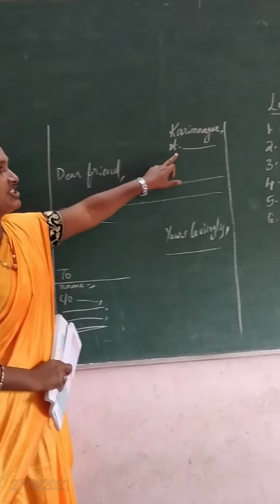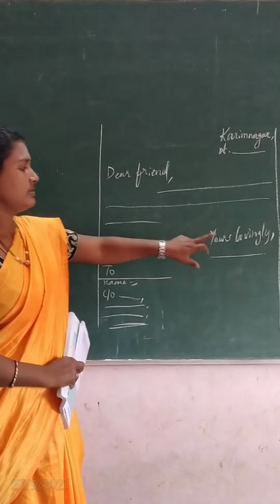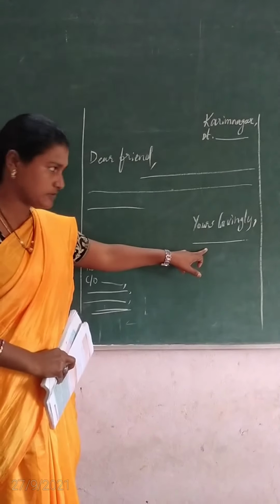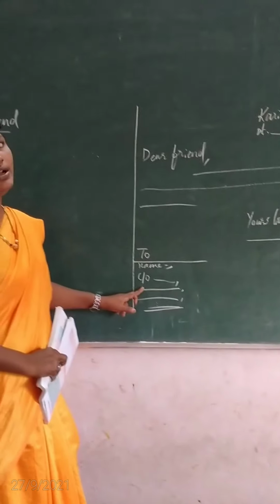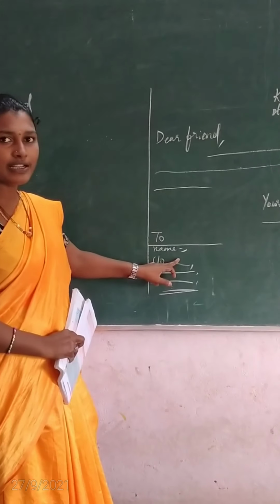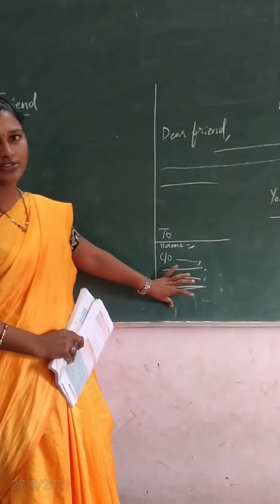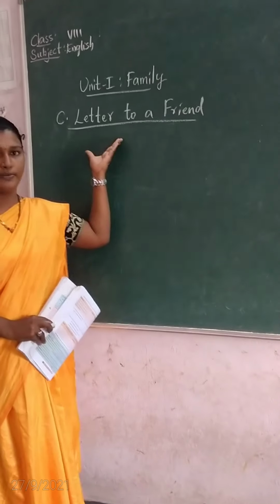Okay. First, station and date, salutation, body of the letter, and closing, signature, or we can also call it subscription. And here, what is this? Address on the envelope. Who will receive the letter? The receiver's address we have to write at the bottom. Okay children? Now, let us start our C reading, letter to a friend.